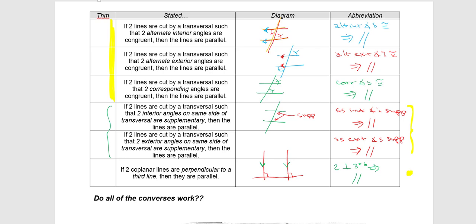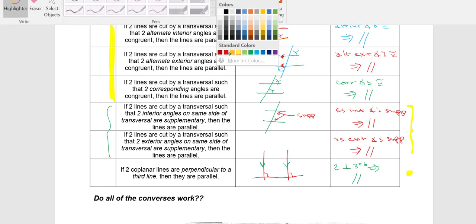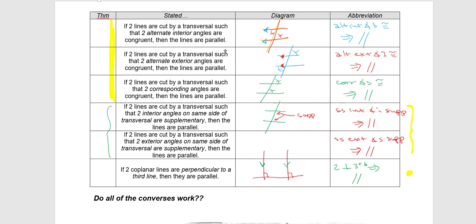Now, you also need to know that all the converses of all these theorems work. In other words, these are reversible. So if, for example, this first one here, it says that if alternate interior angles are congruent, then you have parallel lines. Well, you can also say, if I have parallel lines, and now I can do the arrow in the other direction, then the alternate interior angles are congruent. So these are all reversible. I can do this, I can do this, I can do this, I can do this. All those theorems are reversible.